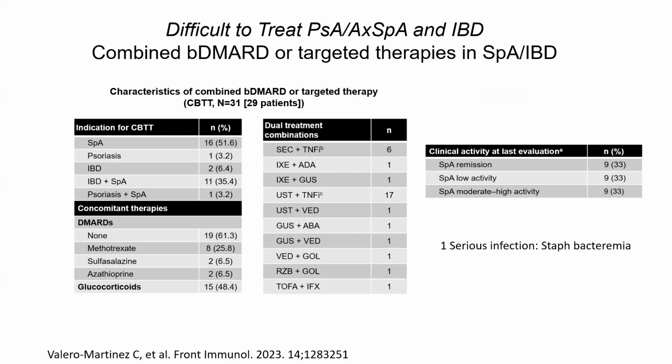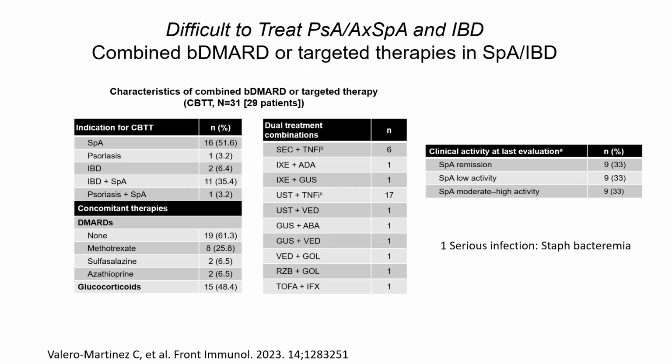We're also now starting to play with use of 2 biologic treatments at the same time, or a biologic treatment and then an oral medicine like Rinvoq or Xeljanz. So here's an example of a group in Spain that collected their information about people that they were using dual therapy in, about 29 patients.